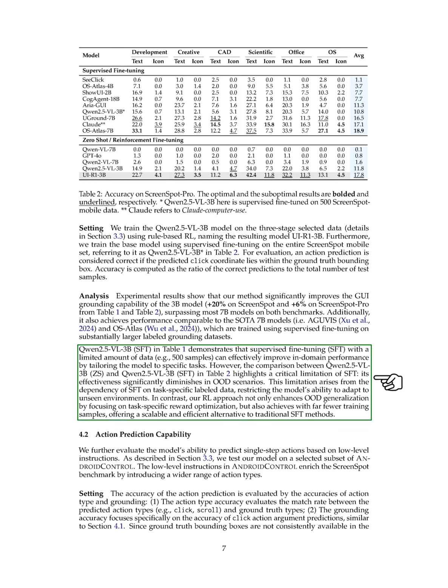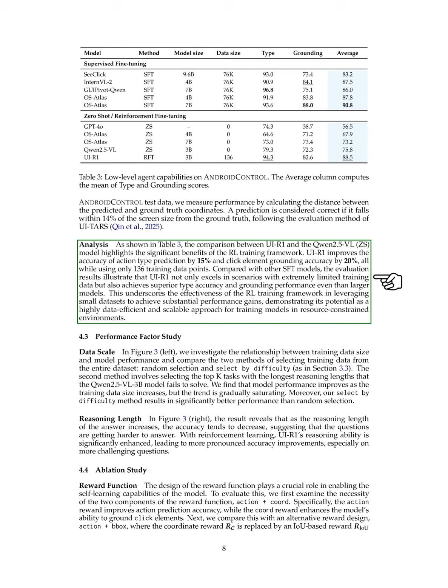Section: Analysis. In this section, we analyze the performance of our UI-R1 model compared to the Qwen2.5-VL-ZS model, highlighting the advantages of our reinforcement learning training framework. We observe that UI-R1 enhances action type prediction accuracy by 15% and click element grounding accuracy by 20%, using only 136 training data points. Our results show that UI-R1 performs exceptionally well even with limited training data, achieving better accuracy and grounding than larger models.